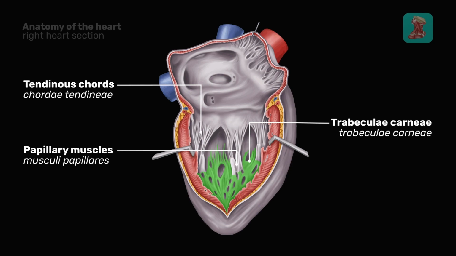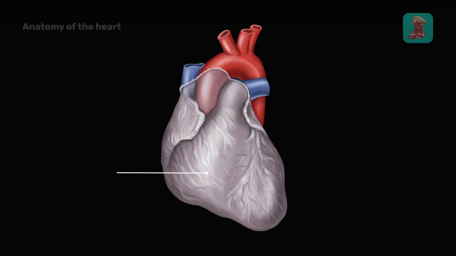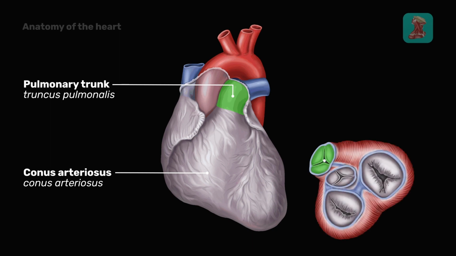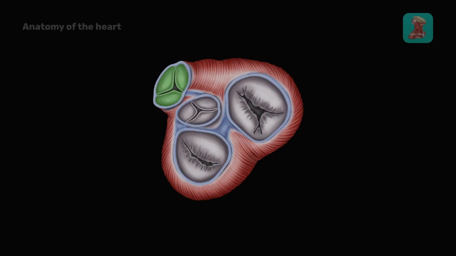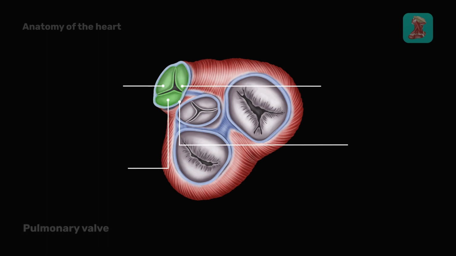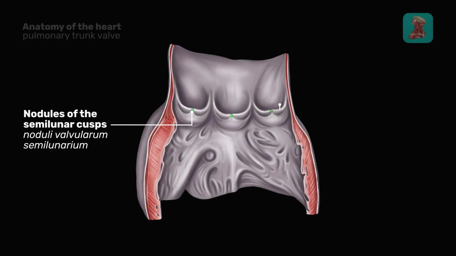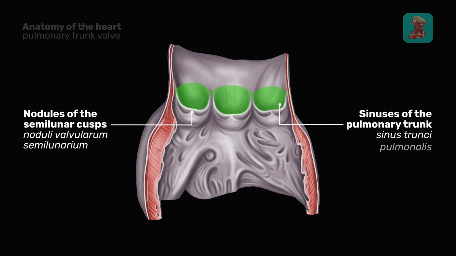The pulmonary trunk arises from the right ventricle in the area of the conus arteriosus. It is also separated from the ventricular cavity by a valve. The pulmonary valve consists of the annulus fibrosus, the left semilunar cusp, the right semilunar cusp, and the anterior semilunar cusp. Nodules of the semilunar cusps, sinuses of the pulmonary trunk.